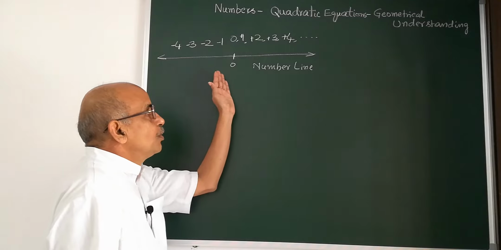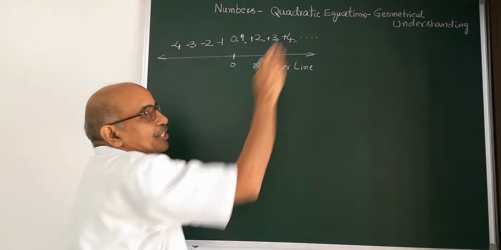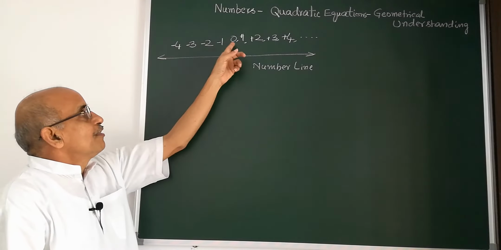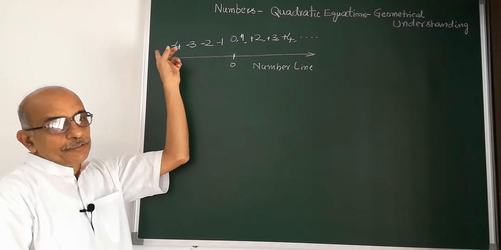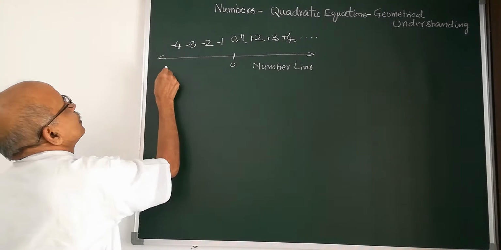As you move on the number line towards right, the value of the numbers will be increasing. As you move on the number line towards left, the value of the numbers will be decreasing. Now all these are called integers.